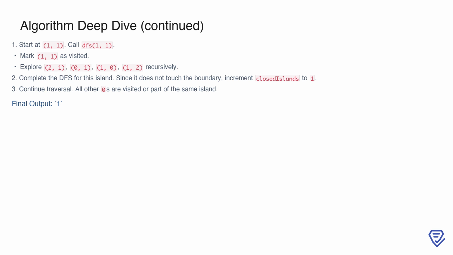The DFS ensures that all connected land cells are explored and marked as visited. Once the DFS completes for this island, we confirm that it doesn't touch the boundary, so we increment the closed islands counter to 1. As we continue traversing the grid, we find that all other land cells are either already visited or part of the same island. Therefore, the total count of closed islands remains 1. The final output for this grid is 1, signifying that there is exactly one closed island.